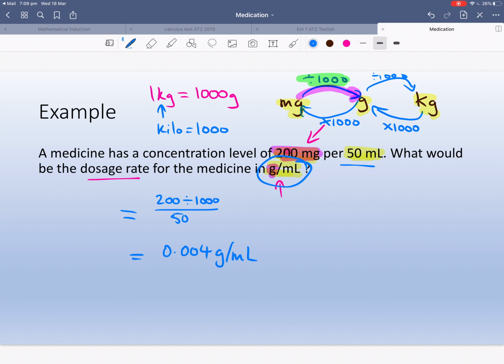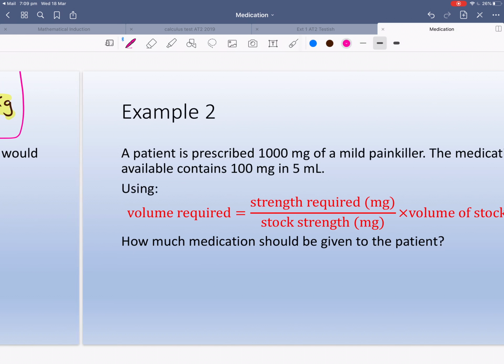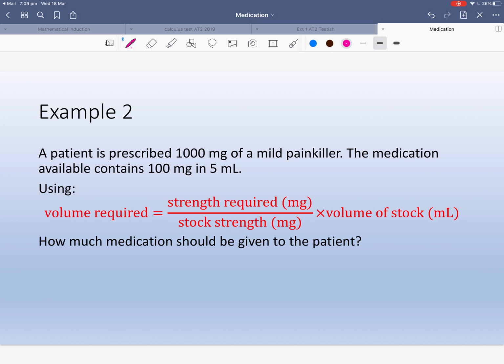Okay? So this is all about conversion. What I really want to see is this in your books, because you will see it over and over again. And like I said, it could be liters and other sort of conversions. All right, example 2. So if you haven't finished that, just pause and rewind it.